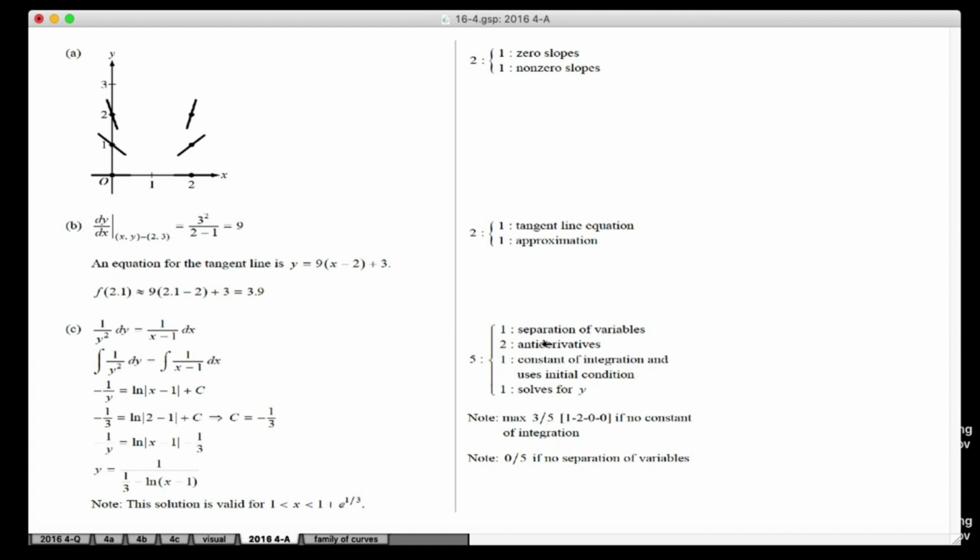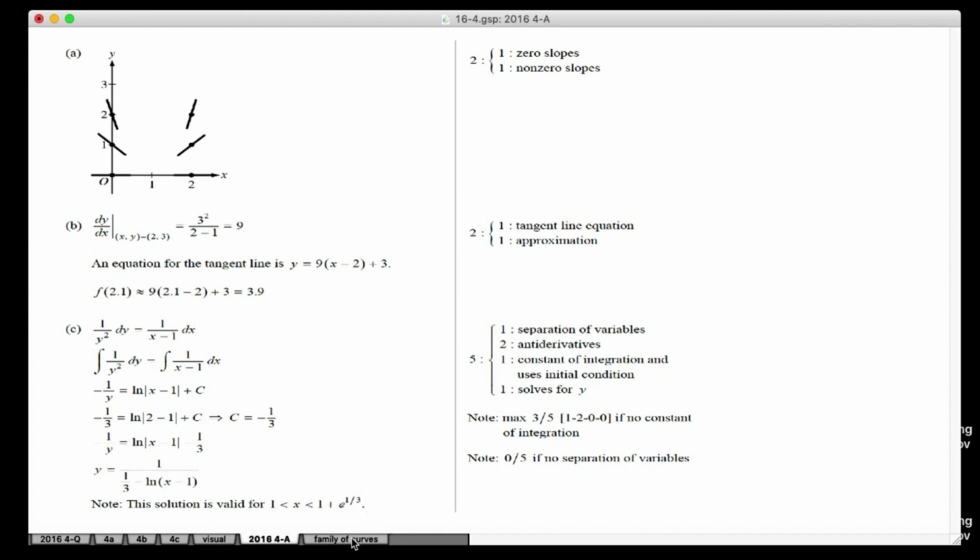Okay, you got 2 points for the antiderivative, so that's probably 1 for each side. And then you got 1 point for the constant of integration and using the initial condition. Okay, so this is where most of the points come from. And then there's the last point for solving for y, which I had mentioned. Okay, so you can see you could have just stopped right. Well, if you went here, you'd find c and plugged it in. You'd at least gotten 4 of the 5 points. Okay, and remember the integral of dx over x minus 1 is the natural log of the absolute value.